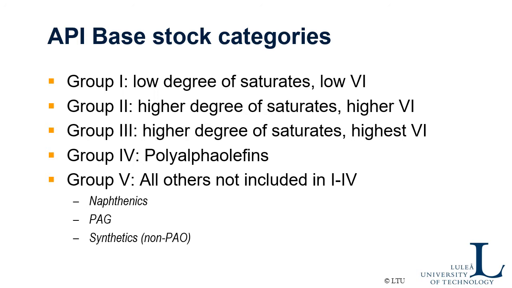Groups 1, 2, 3 are almost completely made from crude oil, from the oil we are pumping up from the ground. The higher the group number is, the better base oil it is, I would say, and it has, for example, higher VI in itself. Group 4 are the synthetic polyalpha olefins, while group 5 are all other base oils that don't fall into any other category here. So it can be good to know this sometimes when you speak to a supplier of a lubricant.